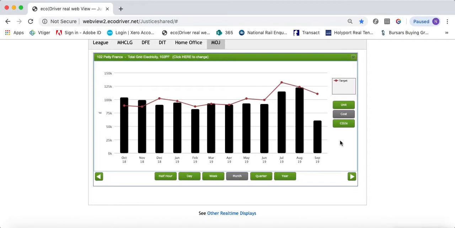So hopefully you'll have a good look at this and you'll be able to understand a little bit more about what you get when you take the Using Less Stuff online program.